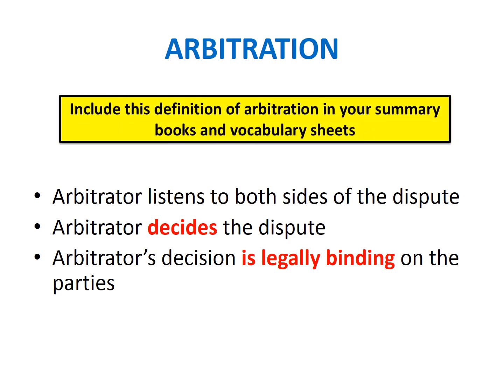So you can see here a key difference between arbitration on the one hand and mediation and conciliation on the other hand is that in an arbitration, the dispute is resolved by a third party, and the decision resolving that dispute is legally binding on all of the parties to the dispute.